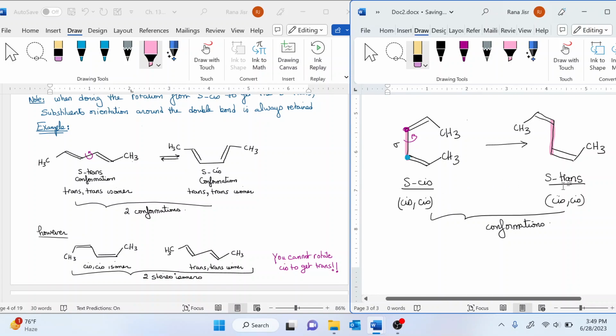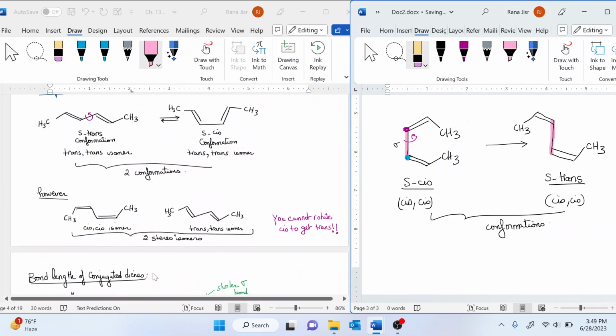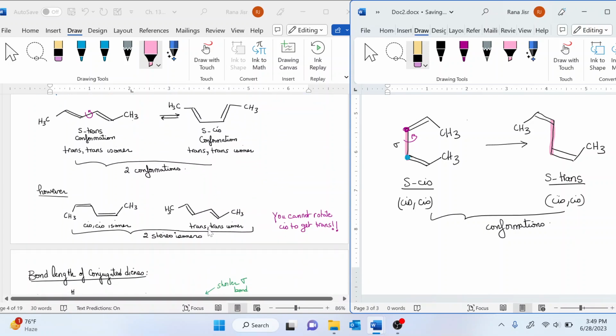On the other hand, if you go from cis to trans, not s-cis, no, cis to trans, something like this, we agreed that these two are stereoisomers. Here, there is no way you can rotate from a cis to a trans. You changed over here the orientation of the substituents, not the rotation around the single bond, but the orientation of the substituents around the double bond. So in this case, these two are considered to be stereoisomers.